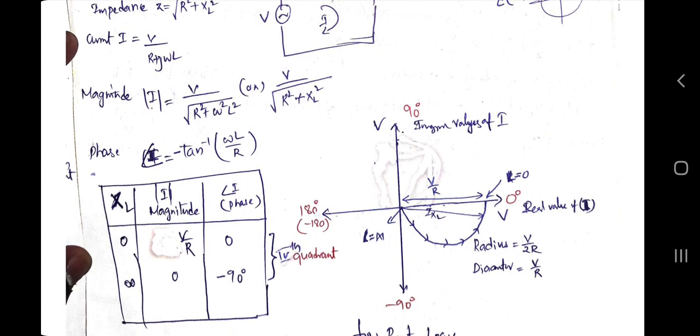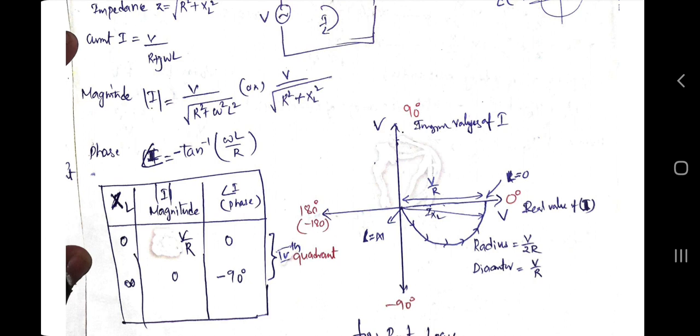The phase angle is equal to 0. If we come to xl tends to infinity, then the magnitude comes to 0 and the phase angle comes to minus 90 degrees. Therefore, we take the diameter, which is V by R, and the radius is half of that, that means V by 2R.